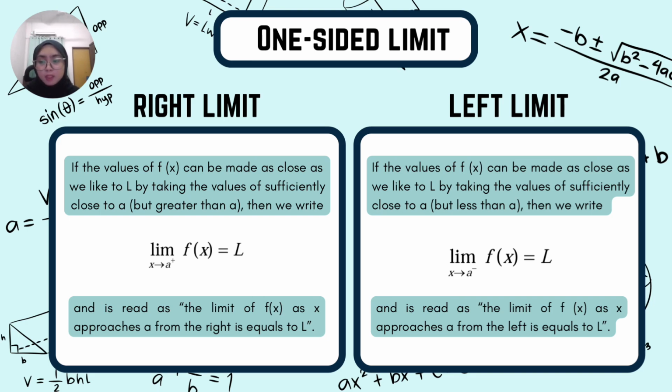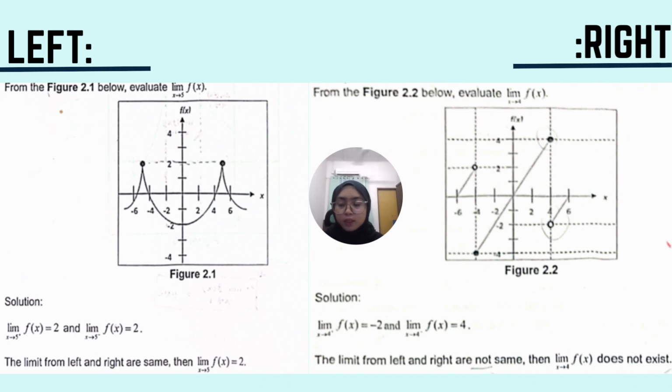A limit, limit x approaches a f(x), exists only if both one-side limits exist and are equal. One-side limits are especially useful when analyzing piecewise functions or discontinuities. So this is the example for one-side limit, left and right. This is to determine if a general limit exists at a given point. We will compare two distinct examples from the figure provided.